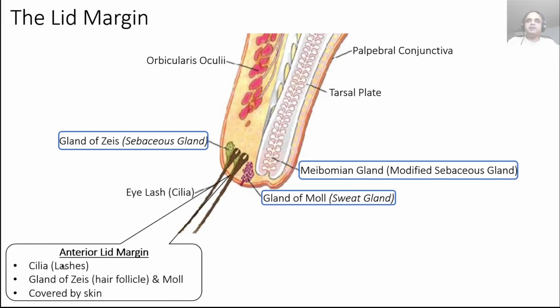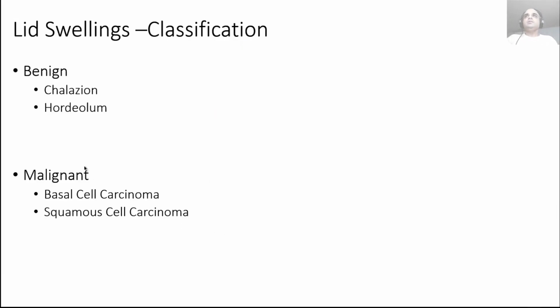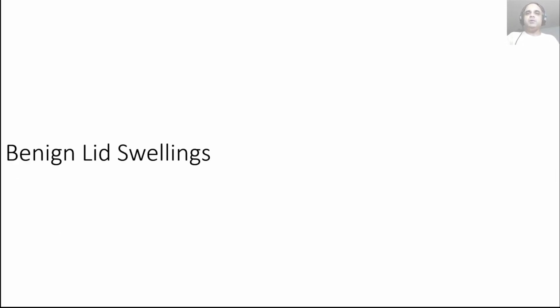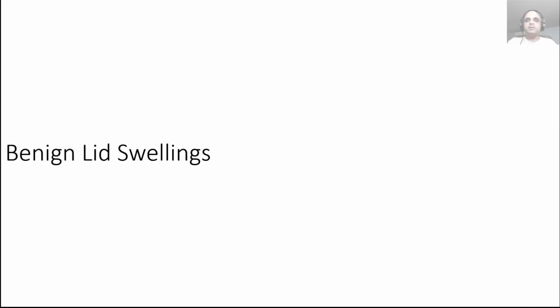So the anterior lid margin has your cilia, glands of Zeiss and Moll together, and it's covered by skin. The posterior lid margin has orifices or openings of meibomian glands, and that is covered by conjunctiva. So the benign lid swellings that we'll talk about are chalazion and hordeolum, and the malignant lid swellings that we'll talk about are basal cell carcinoma and squamous cell carcinoma.